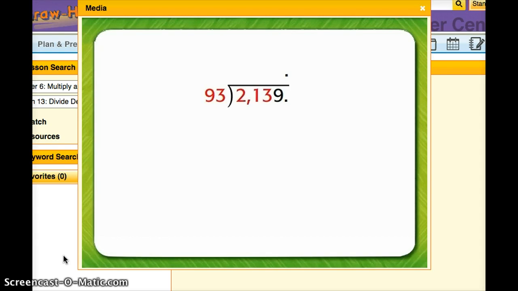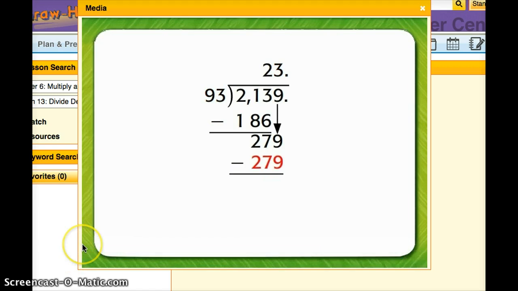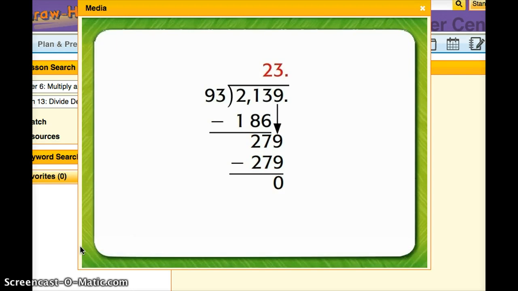93 will go into 213 two times. 93 times 2 is 186. Subtract 186 from 213 and we have 27 remaining. Bring down the 9 since 93 will not go into 27. 93 divides into 279 three times. 93 times 3 is 279. Subtract 279 from 279 and we have 0 remaining. So the Priest's car got 23 miles per gallon of gas.